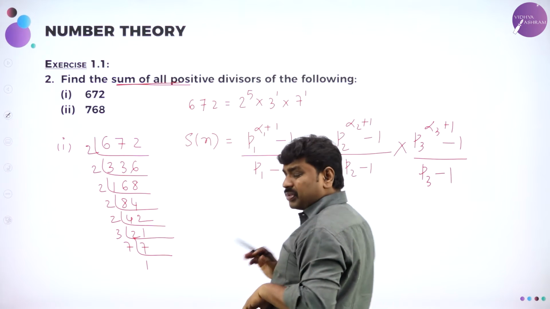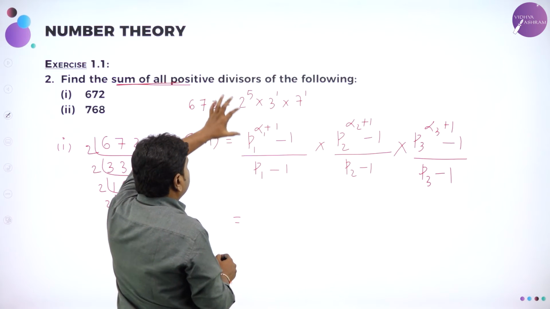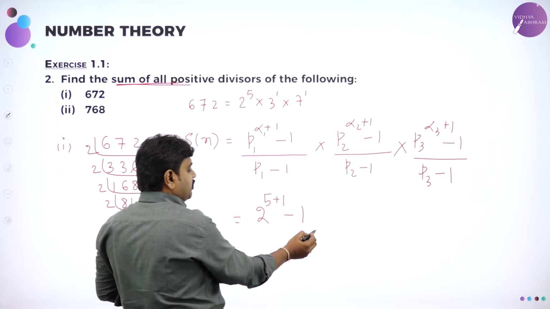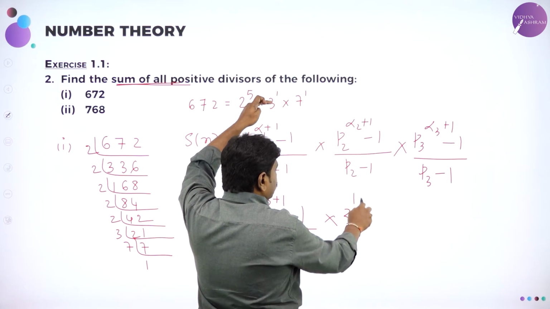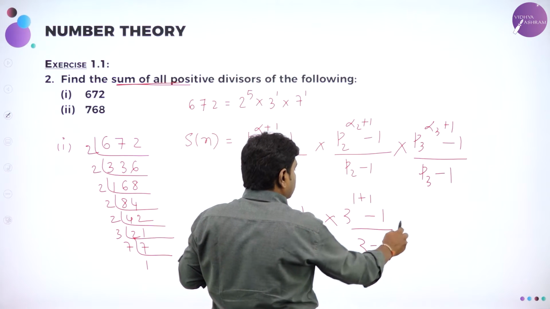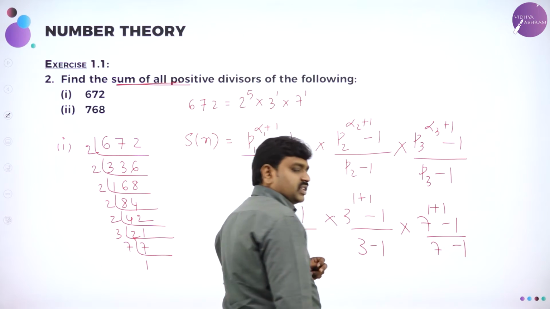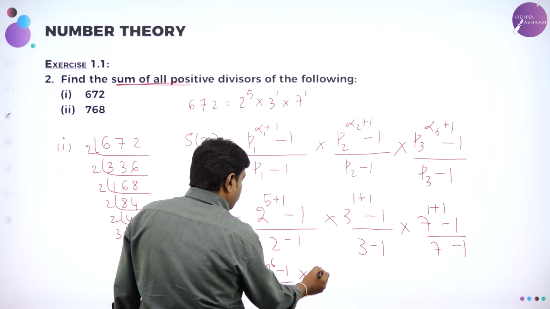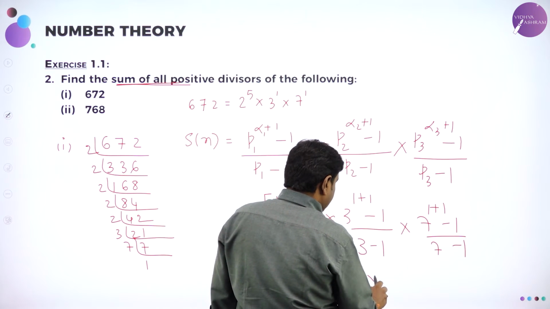So my dear students, it is simple to remember the formula, and applying it is also simple. P1 power alpha 1 means the first factor. What is the first factor? 2 power 5. Add 1 to the power, subtract 1 from the base, divided by 2 minus 1. Into the second, 3 power 2, add 1 to the power, plus 1 minus 1, divided by 3 minus 1. Then 7 power 1 plus 1 minus 1 divided by 7 minus 1. Simplify this. If you simplify, it will become 2 power 6 minus 1 by 1 into 3 power 2 minus 1 by 2, 7 square minus 1 divided by 6.